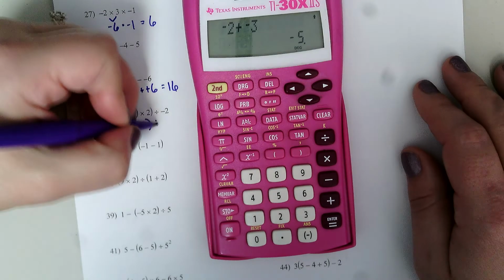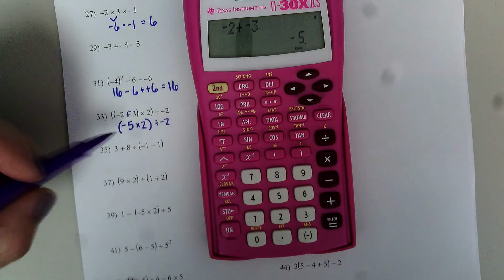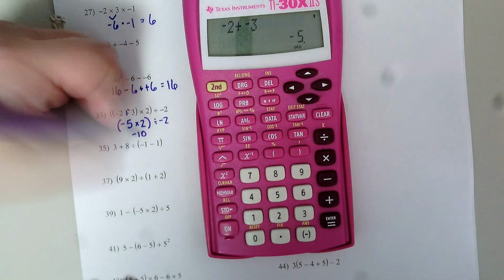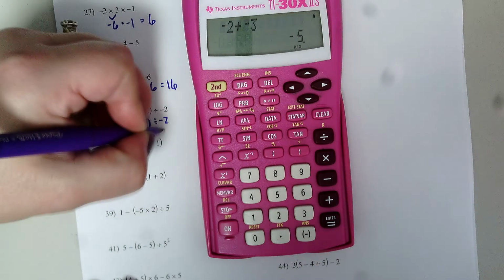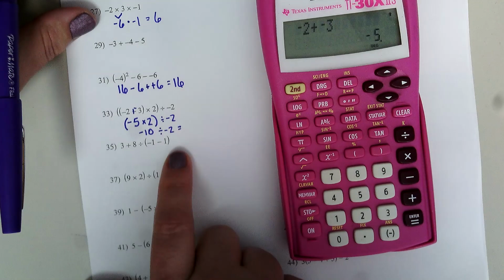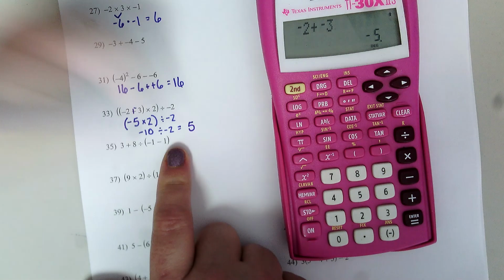And then in that, you have negative 5 times 2. And then you still have the divided by negative 2 out on the outside. So then we're going to take care of the negative 5 times 2, which is negative 10. Now we have negative 10 divided by negative 2. And so I have 2 negatives, which make a positive. So 10 divided by 2 is just going to be positive 5.